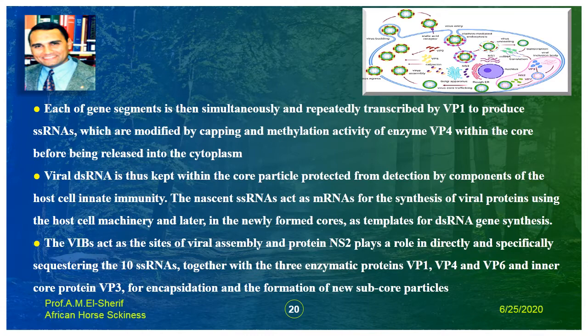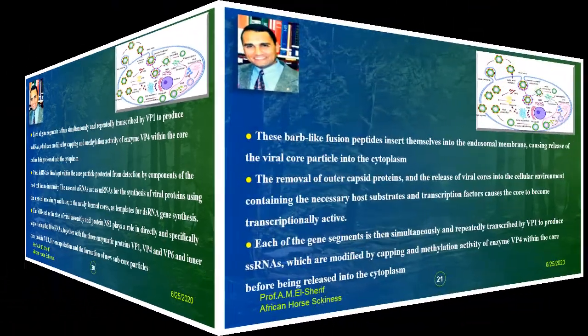The VIBs, or viral inclusion bodies, act as the sites of viral assembly, and non-structural proteins play a role in directly and specifically sequestering the 10 ssRNAs together with the 3 enzymatic proteins, viral protein 1, viral protein 4, viral protein 6, and the inner core protein, viral protein 3, for encapsulation and the formation of the new subcore particle of the African horse sickness virus.